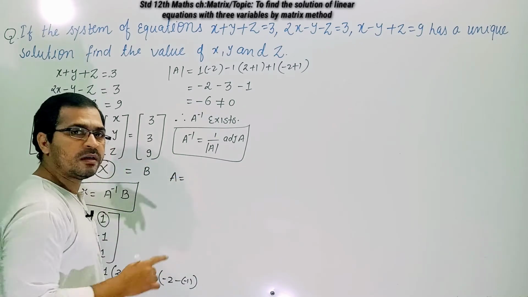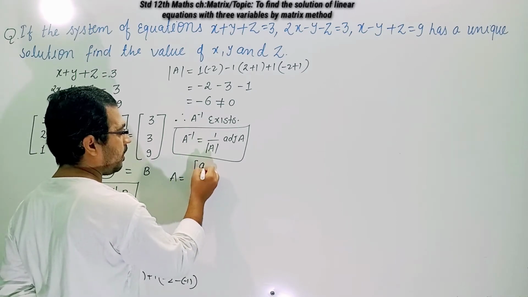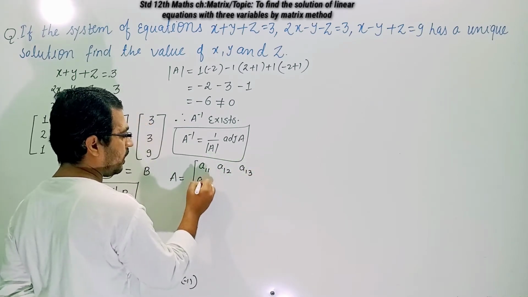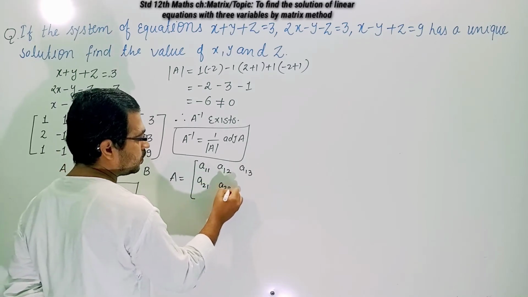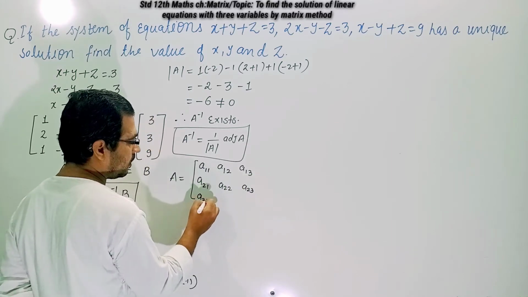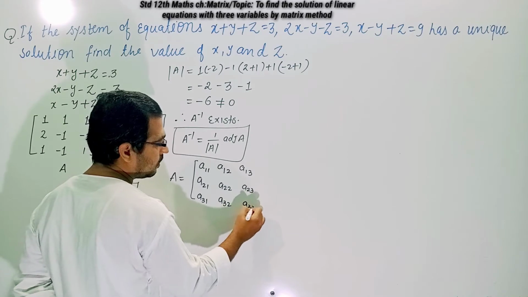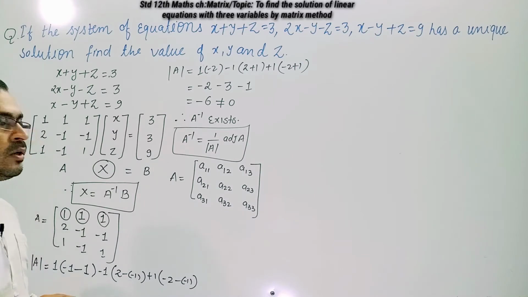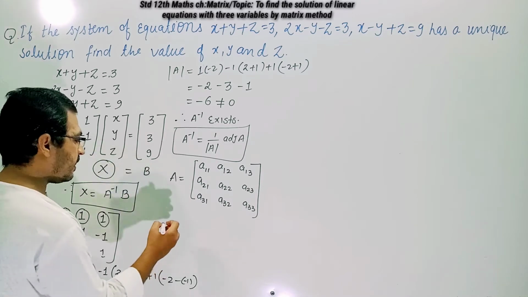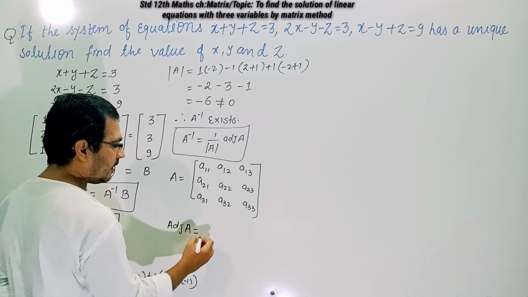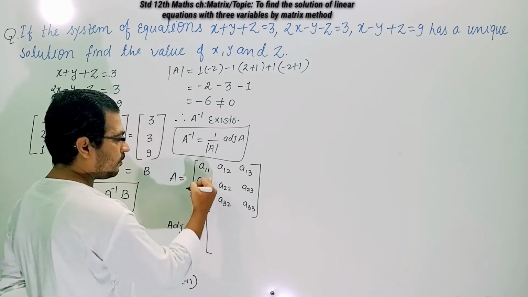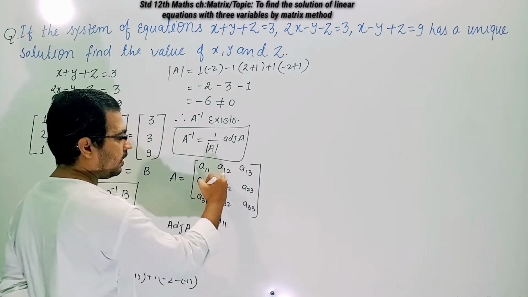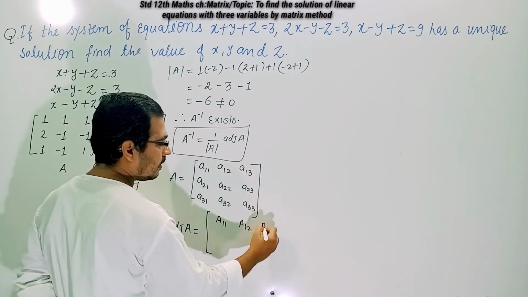Suppose you have the matrix A like A11, A12, A13; A21, A22, A23; A31, A32, A33. You have this matrix and you want to find the adjoint of this matrix. What is the adjoint of this matrix? So the adjoint of matrix A will be: find out the cofactor of these elements. So the cofactor of the element A11 will be, suppose, capital A11, and here will be A12, here will be A13.